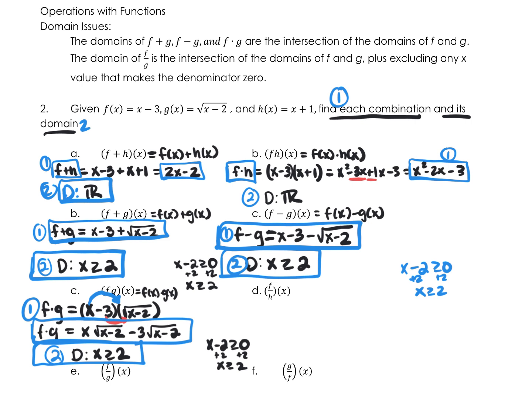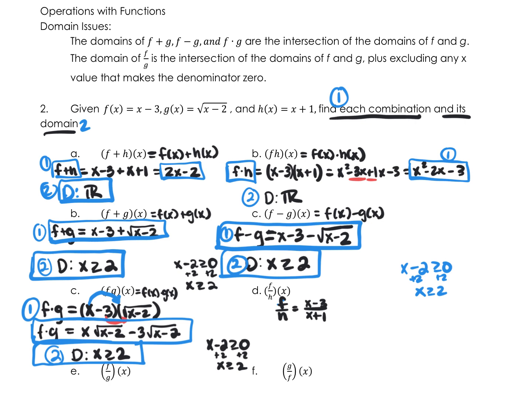I think the division ones are where they get the most complicated. Not like the math is actually really easy, like putting them together, but just the domains. So let's do a couple division ones. So for D up here, we're going to do F divided by H. So F is x minus 3. H is x plus 1.